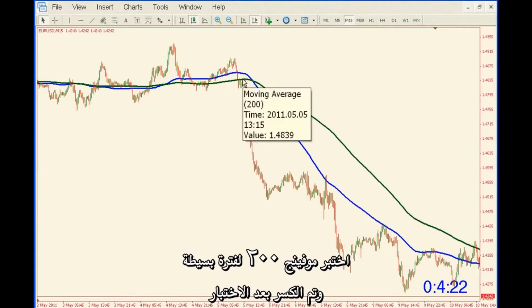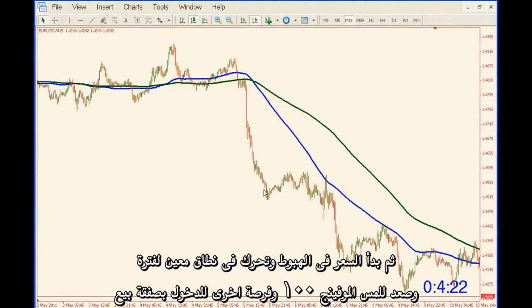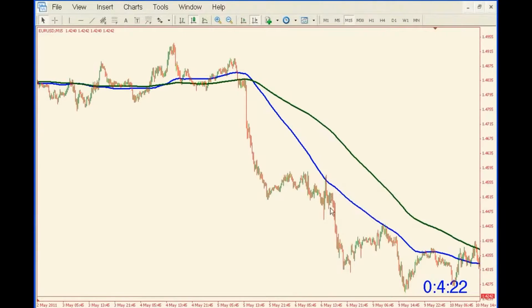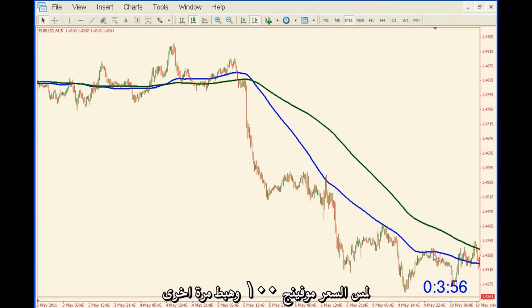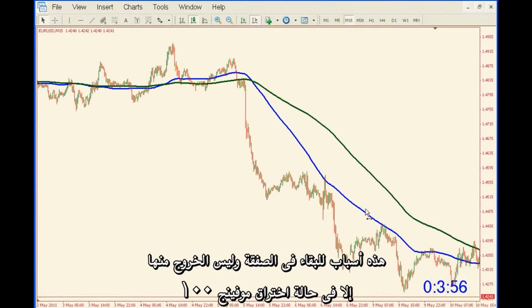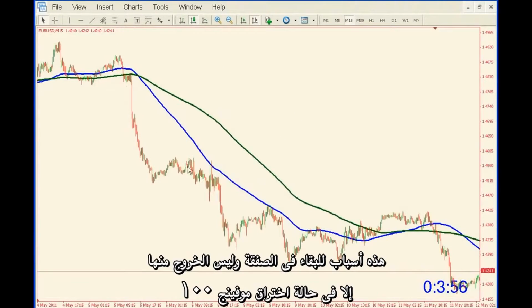It tests the 200 for a little while. After it tests that 200, it broke it, went on down, and then the market ranged for a little while, hit the 100 bar moving average. It was another chance for you to get short again, and it went down, came back around, tested the 100 again, another chance for you to get short again, boom. And then here we go, it hits the 200 again, boom. These were all reasons for you to stay in the trade. No reason to get out of the trade.